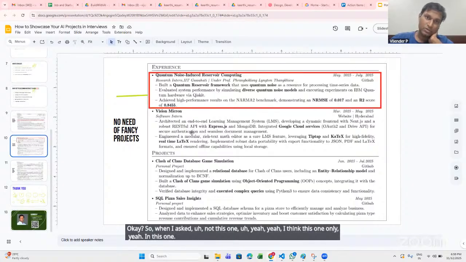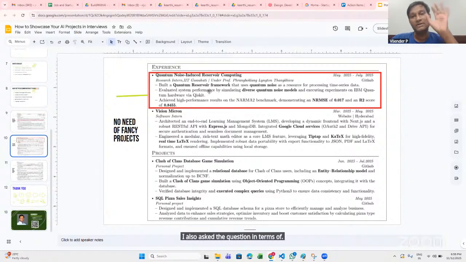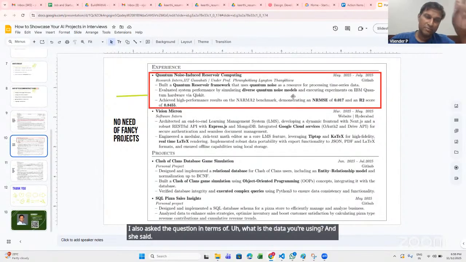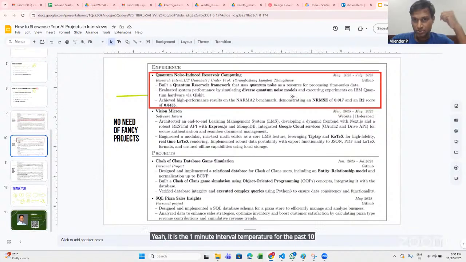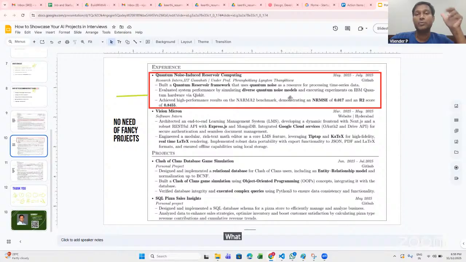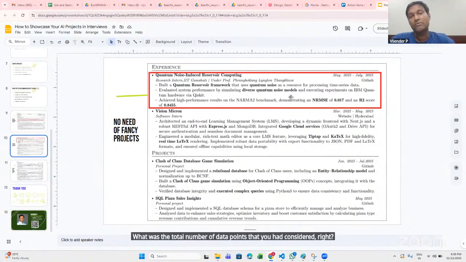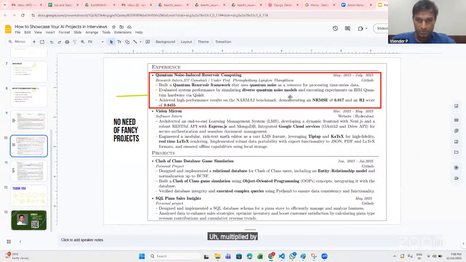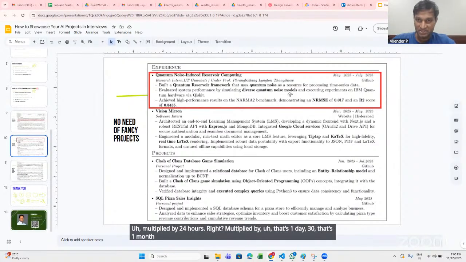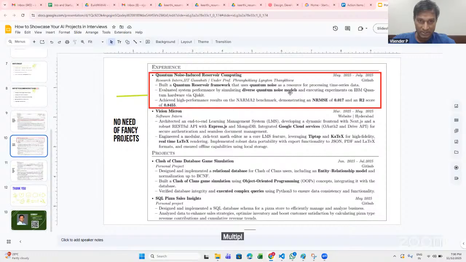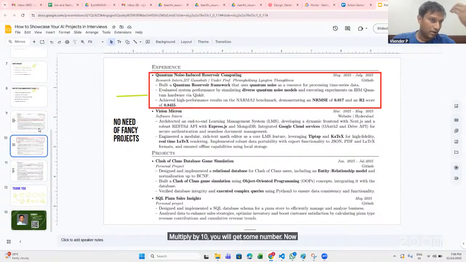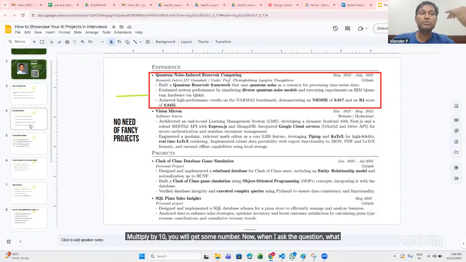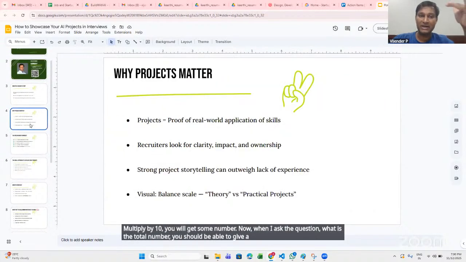In this one, I asked what data she was using, and she said it is the 1 minute interval temperature for the past 10 years. So I asked a simple question: what was the total number of data points you considered? If you do quick math, you can figure it out. 1 minute interval means 60 data points an hour, multiplied by 24 hours for 1 day, multiplied by 365 for 1 year, multiplied by 10, and you get some number. When I ask for the total number, you should be able to give a number. Is it 1 lakh, 1.5 lakh, 2 lakhs, 2.5 lakhs?